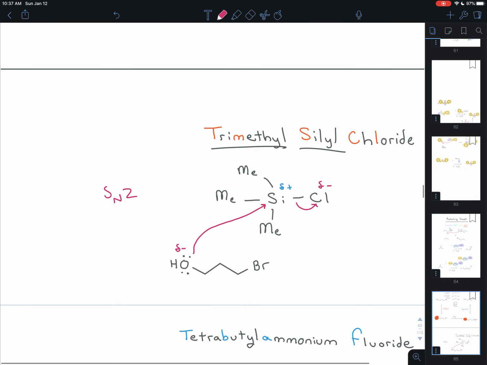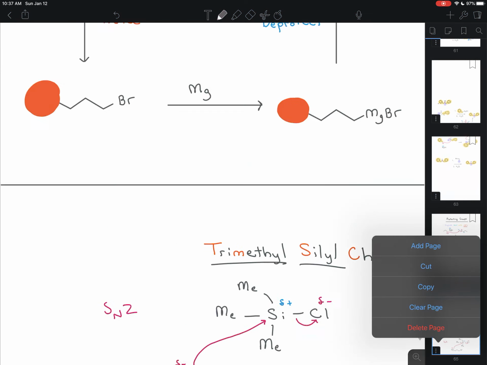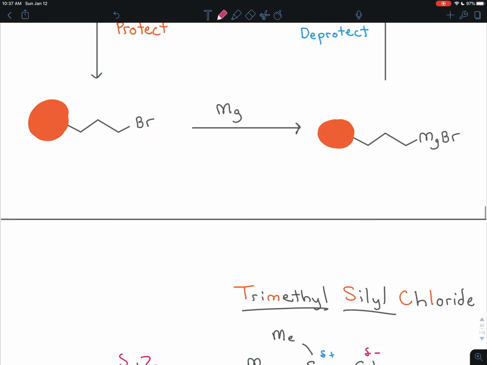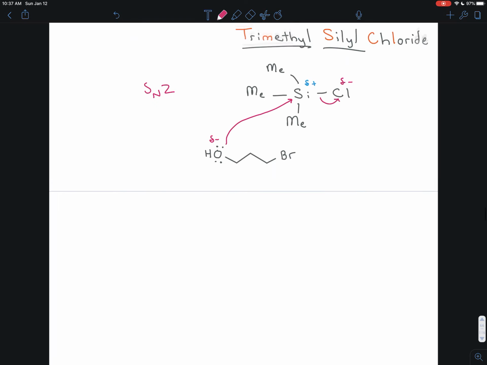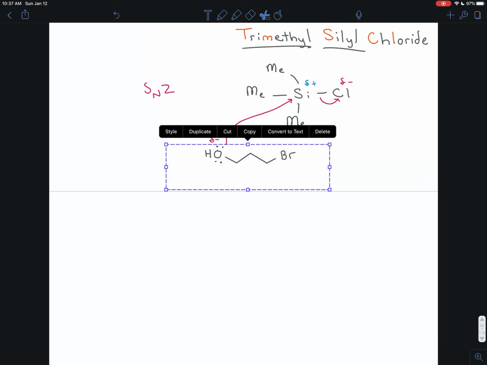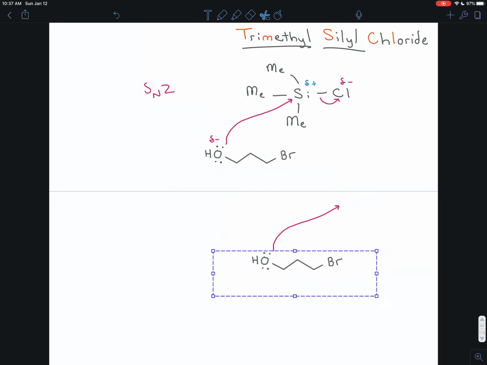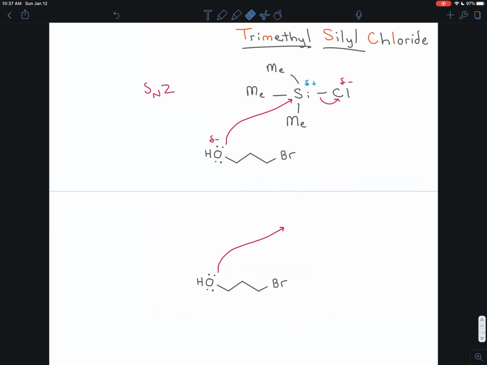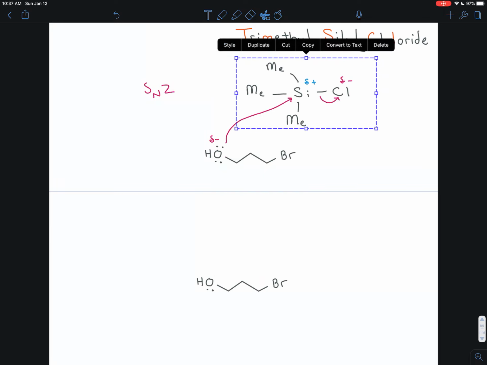And what you get after that is this molecule here. So those electrons are going to go to form a new bond to this silicon.